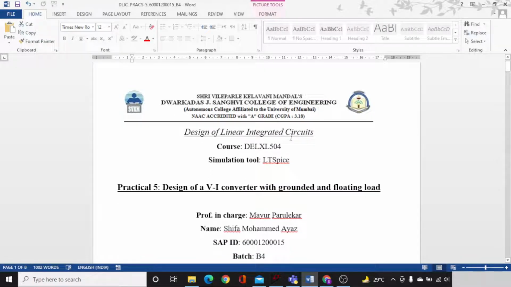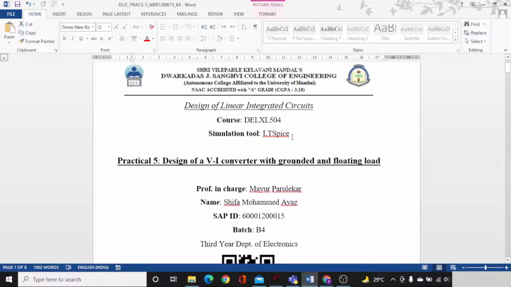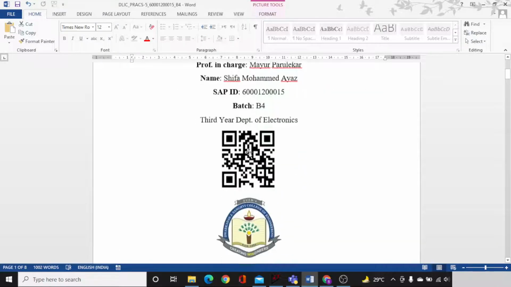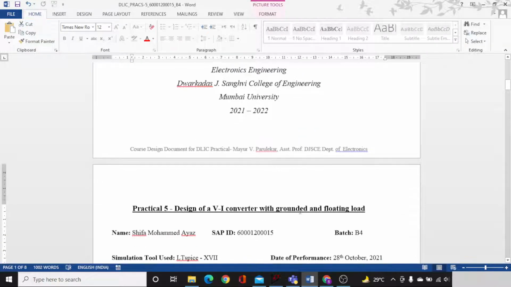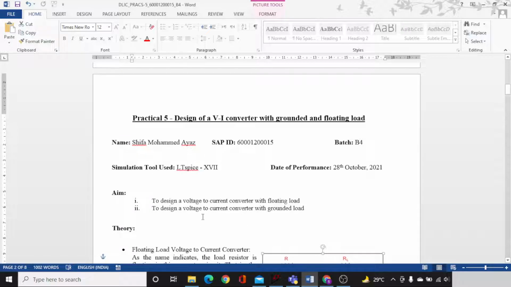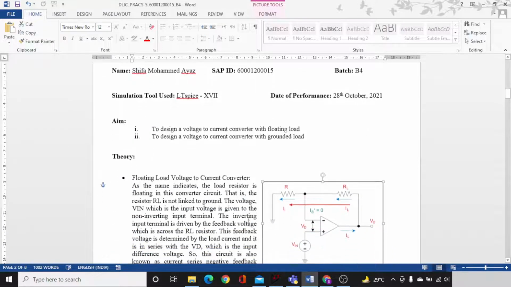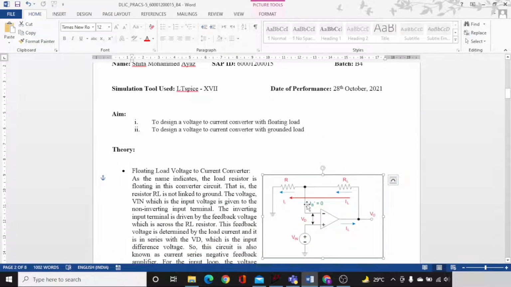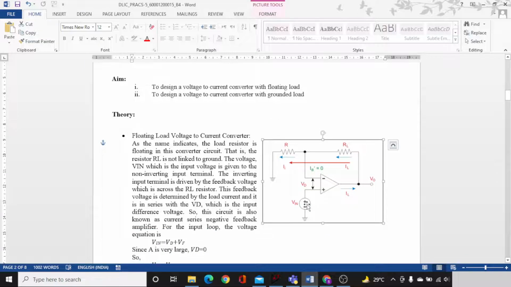I'm a third year electronics student, and today I'm going to teach you my fifth practical, that is design of a V to I converter with grounded and floating load. So let's get started. The basic difference between a floating and a grounded load is that the floating load isn't grounded, so that is why the name itself indicates floating load V to I converter.